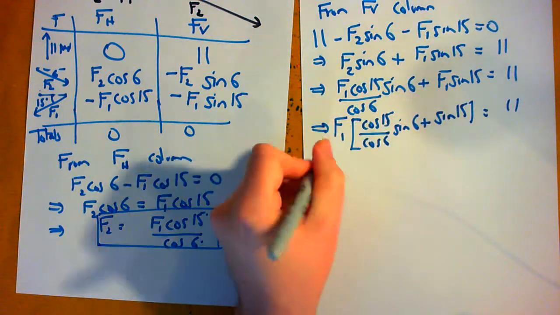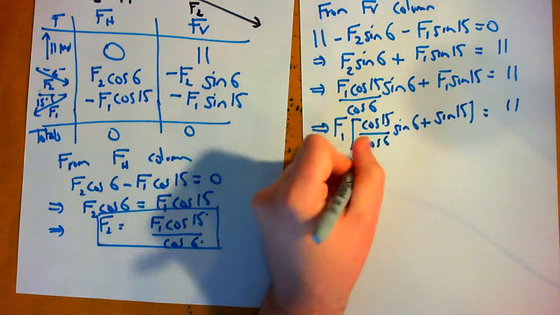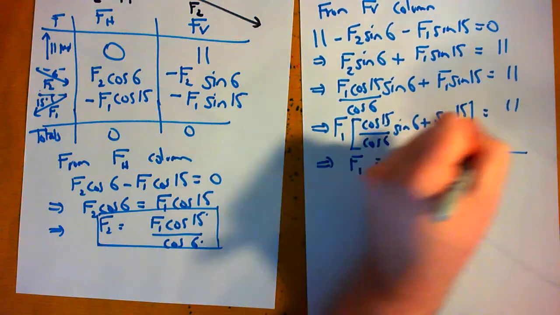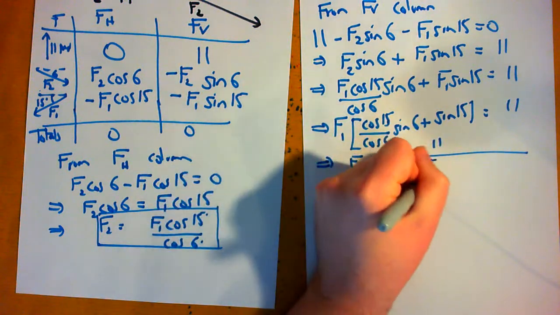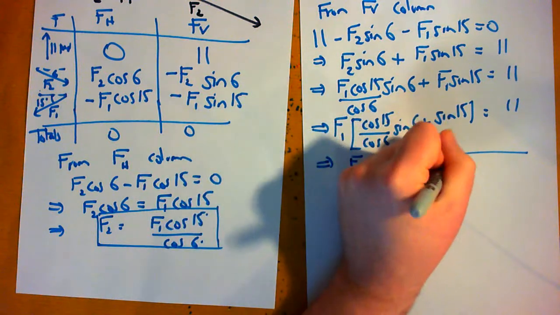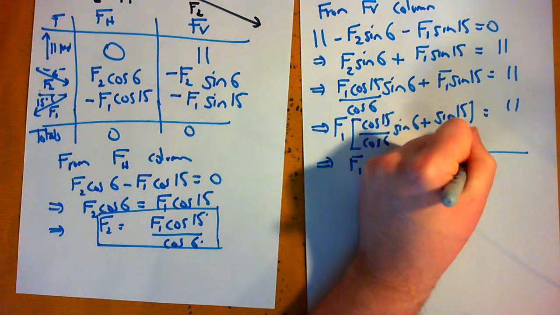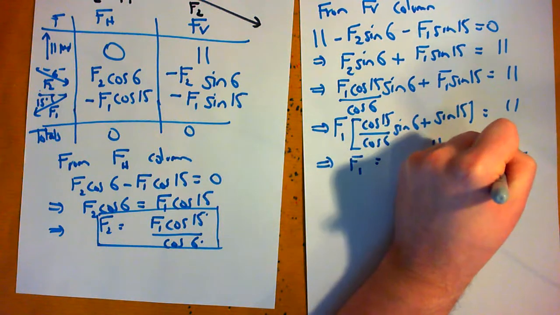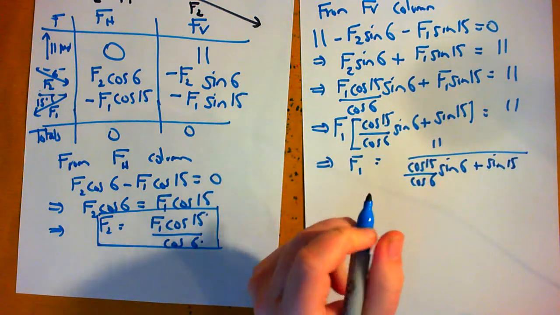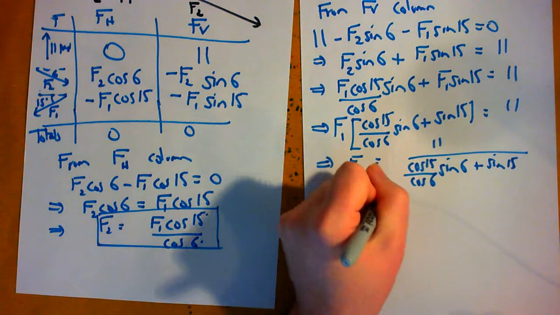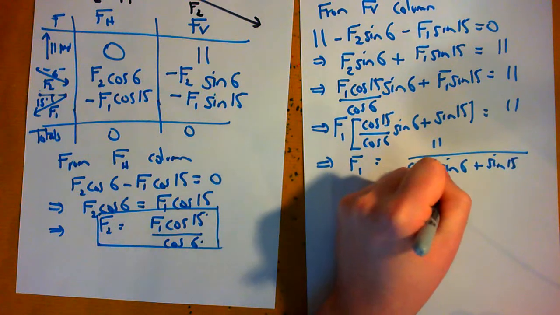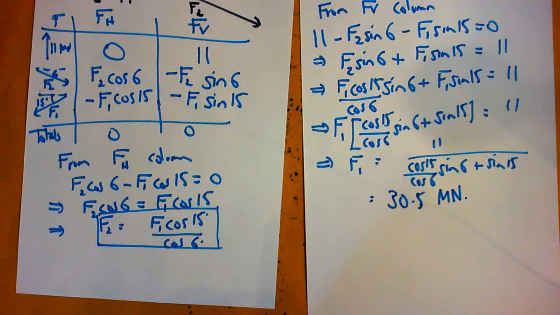So F1 times a mess equals 11, and therefore F1 equals 11 divided by the mess in question. So we've got cos 15 over cosine of 6 times sine of 6 plus sine of 15, and we've got now something that we can calculate, and if we do that whole calculation we get 30.5 meganewtons. Okay, so we have F1.